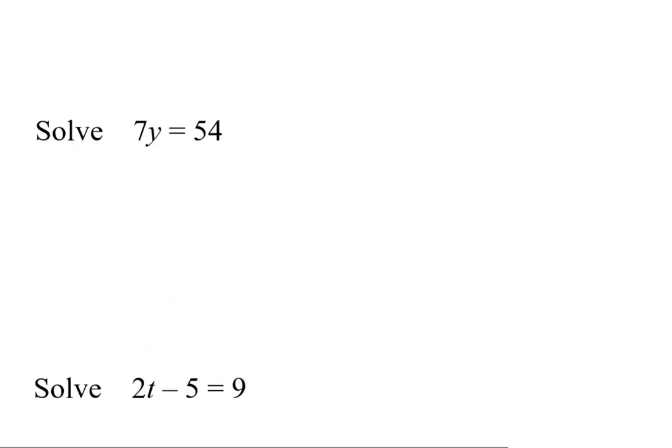Okay, in this question we have a 7 with y, which means this is times. What is the opposite of times? It's divide. So we're going to divide by 7 over here, and divide by 7 over here. So y is equal to 54 over 7, which doesn't come in the 7 times table, so you can leave the answer as it is.